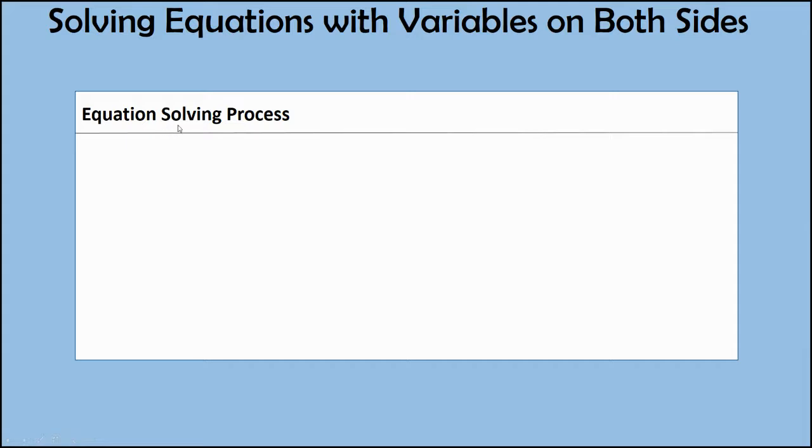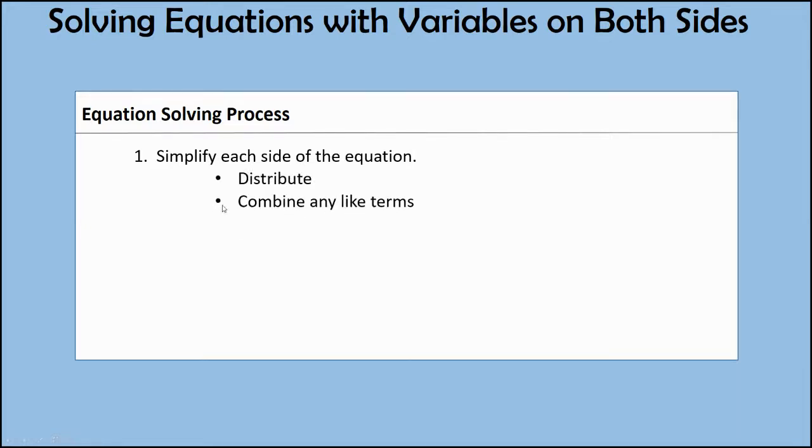Okay, so our equation solving process is not going to change. The first thing we're always going to do is simplify each side of the equation. So, distribute, combine any like terms. We always want to do that first so that we have it as simple as we can make it, and then we work from there to solve.